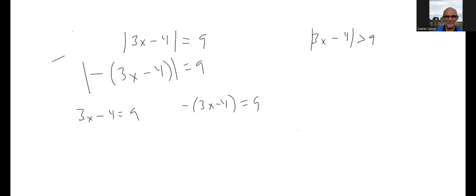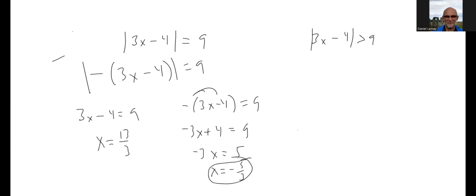And then when you solve this, right, add 4, divide by 3, x equals 13 over 3. And this one they'll either distribute the negative through or they'll divide by the negative right off the bat. Here, let's just distribute the negative through. So negative 3x plus 4, equals 9. So then we'll subtract 4. So negative 3x equals 5, and then x equals negative 5 thirds. See, same answer, just a different way to go about it.